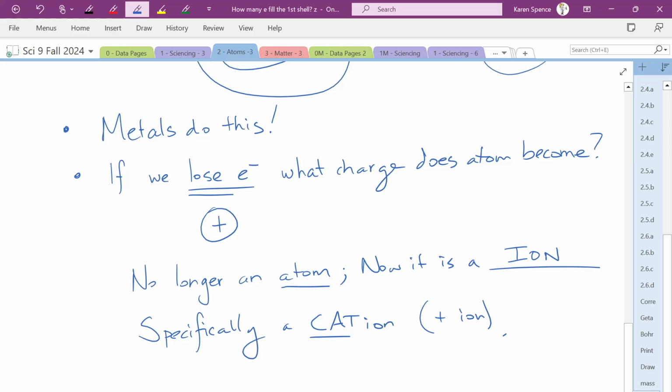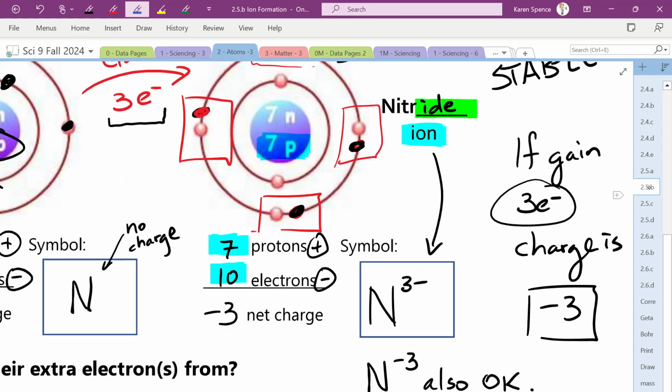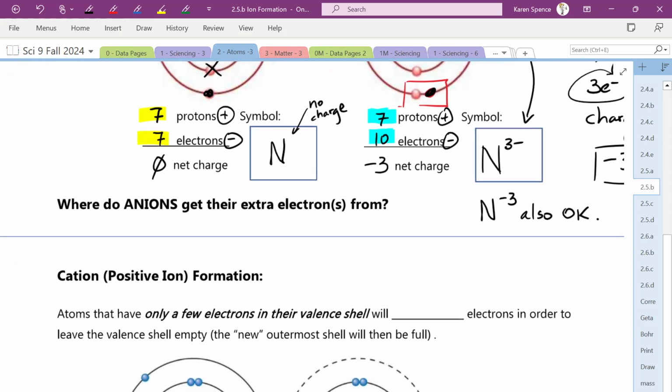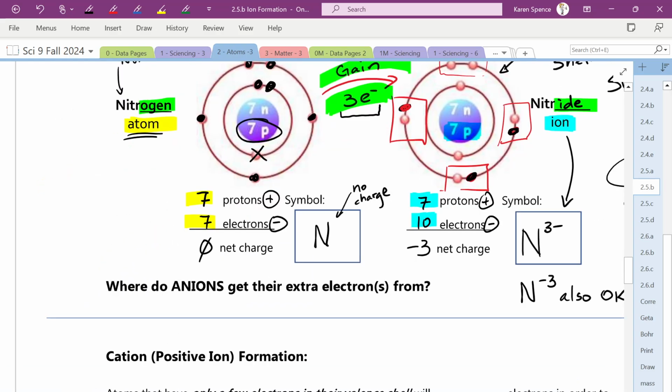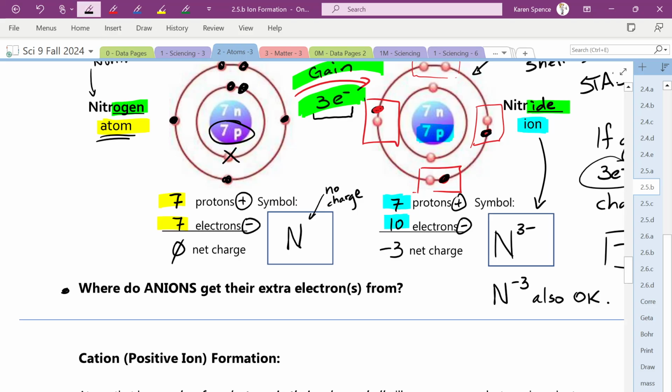All right, so let's go back then. So back here, we had nitrogen, and it was gaining 3 electrons. And you might ask yourself, where did those 3 electrons come from? Did they just float around from the universe? And the answer is no. Where do you think maybe they got their electrons from? Other atoms. And they're specifically going to be metals because metals like to lose electrons, non-metals like to gain electrons.